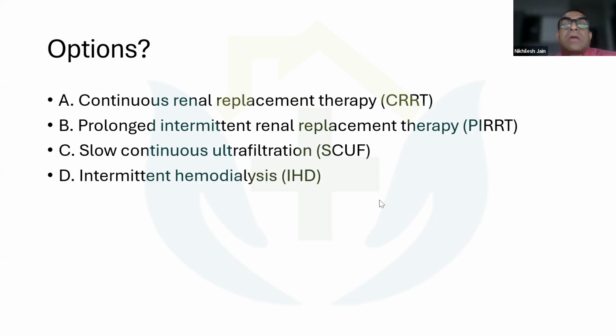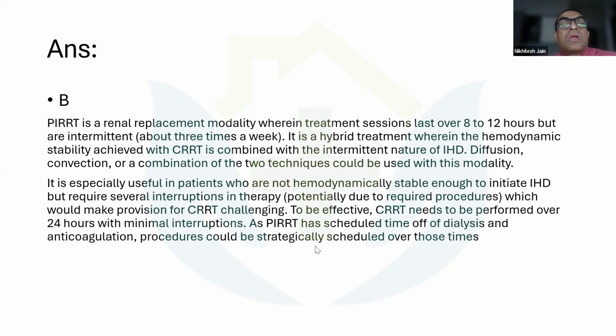Pica also subsequently. But what we are going to use here is prolonged intermittent renal replacement therapy, which will have the good parts of hemodynamically stable renal replacement therapy and some portions of intermittent hemodialysis as well. So, PIRRT is a renal replacement modality wherein your treatment sessions would typically last for 8 to 12 hours, but are intermittent, about 3 times a week. It's basically a hybrid treatment wherein the hemodynamic stability, which is achieved with CRRT, is combined with the intermittent nature of the intermittent hemodialysis.